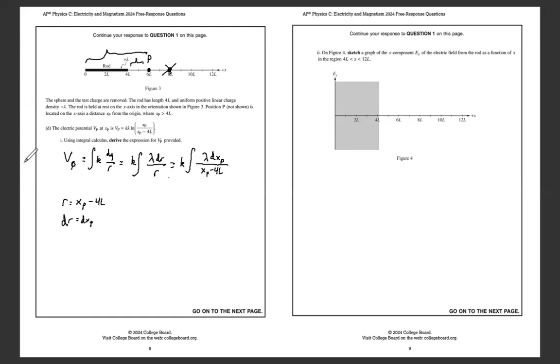I don't like doing that, actually. You know what? Get rid of all of that. Sorry, let's just keep this in terms of r, which is the distance between point P and the rod. So the distance between point P and the rod is going to be xp minus 4L to xp, because the left end of the rod is at 0. Okay, that's easier. So you get k lambda natural log of r, where r goes from xp minus 4L to xp, right? Okay, that's much easier.